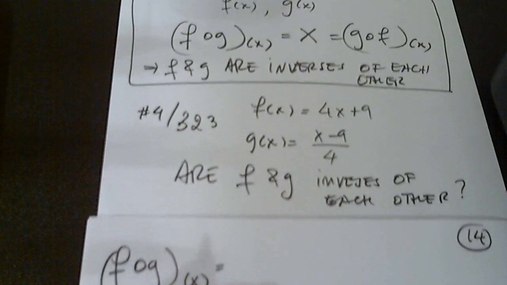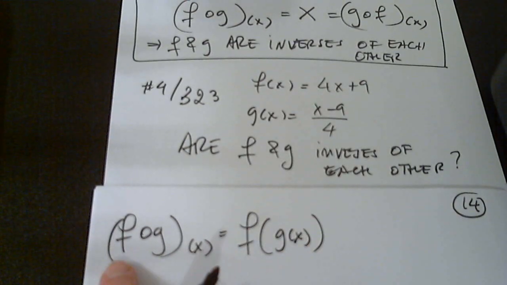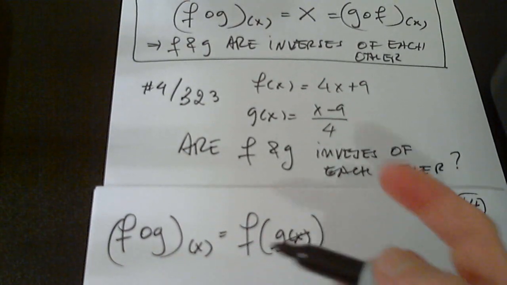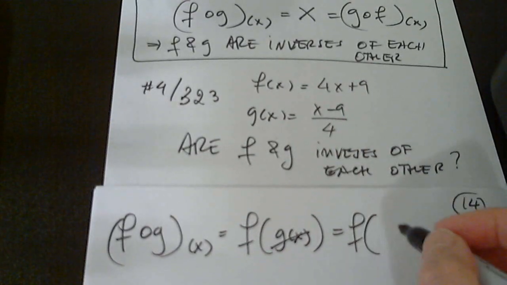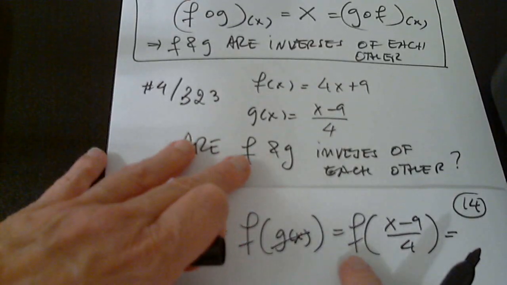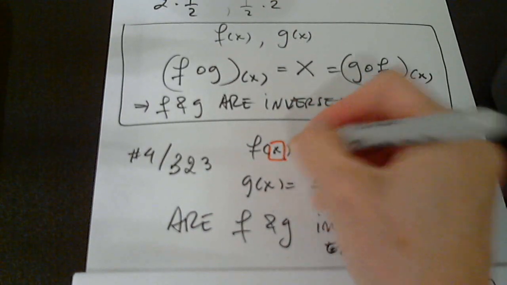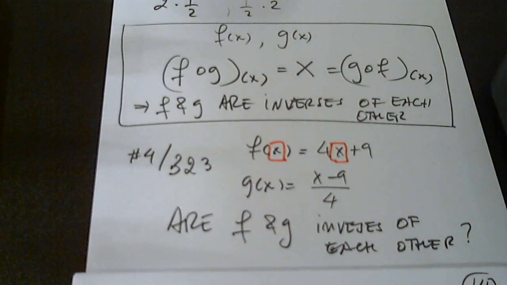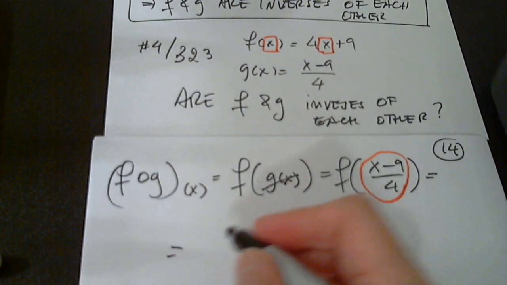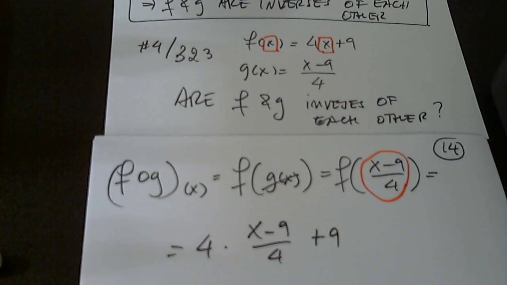Slowly, I write the formula first, or the definition. f of g of x. I replace g of x by this: f of (x minus 9 over 4). Now I look at f. What does f tell me? f says f of blah equals 4 times blah plus 9. And this is my blah now. So 4 times that plus 9.